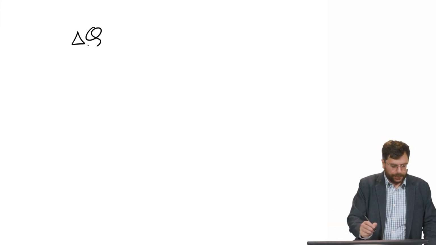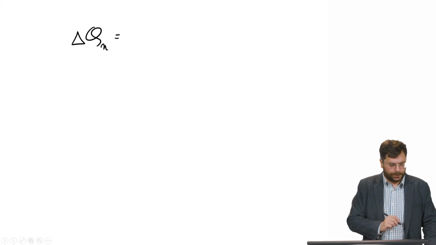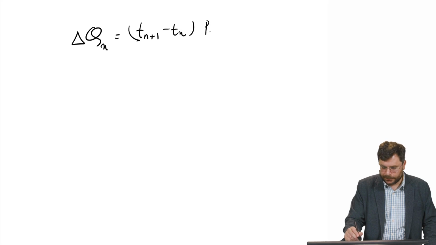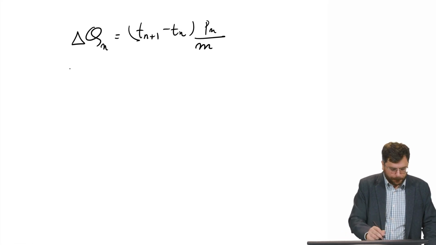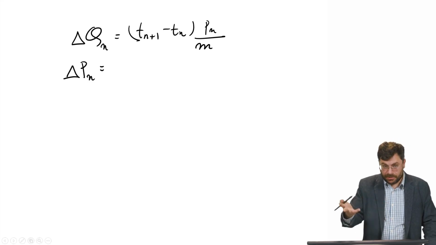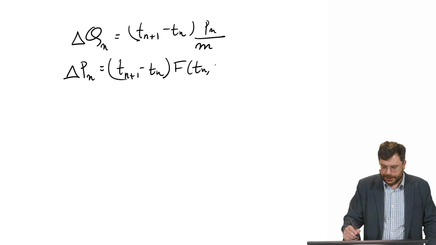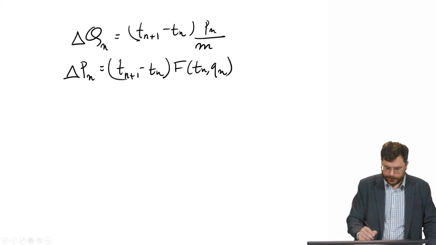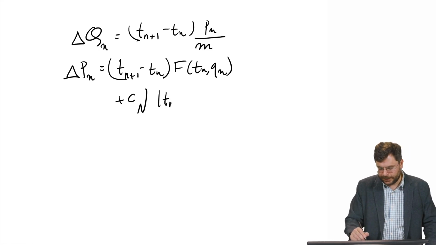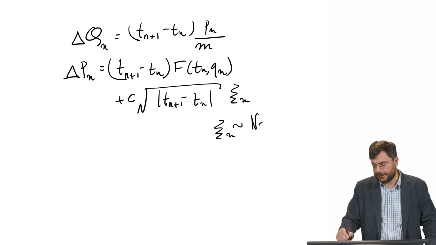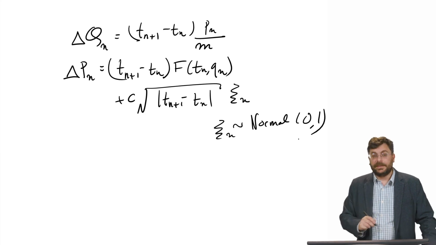So just very briefly, now the change in position is equal to T_{n+1} minus T_n multiplied by p_n over m. And then my delta p_n, my increment in momentum, is going to be equal to T_{n+1} minus T_n multiplied by f of T_n, q_n, plus c, and then I have a T_{n+1} minus T_n in absolute value, square root, times ξ_n. And again, the understanding is that ξ_n is drawn from a normal with mean of 0 and variance 1.